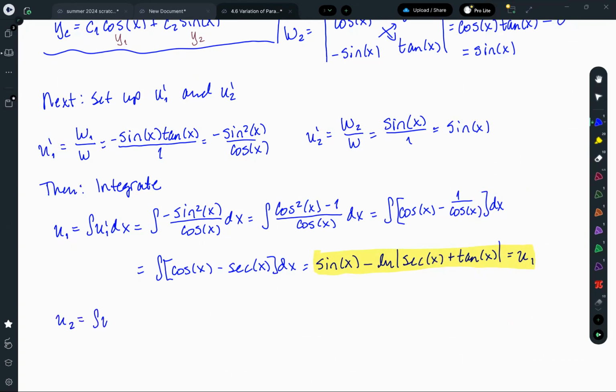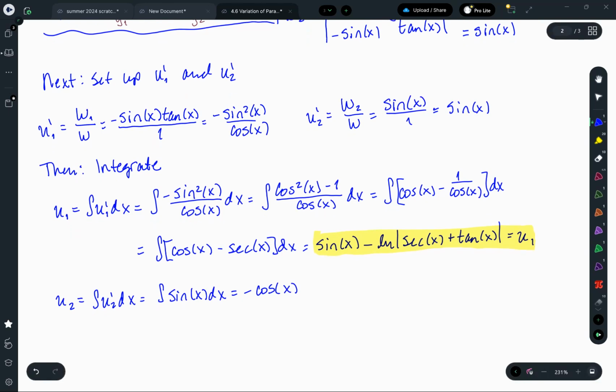u2 will be the integral of u2 prime dx, which just means we're integrating sine of x dx, which will be a negative cosine of x. And that's it. Okay, remember we're not putting in the plus c's in here because they're not necessary for our problem. Of course, I do know that u1 and u2, as general functions we integrated, would technically have a constant of integration, but it's not necessary for our purposes.